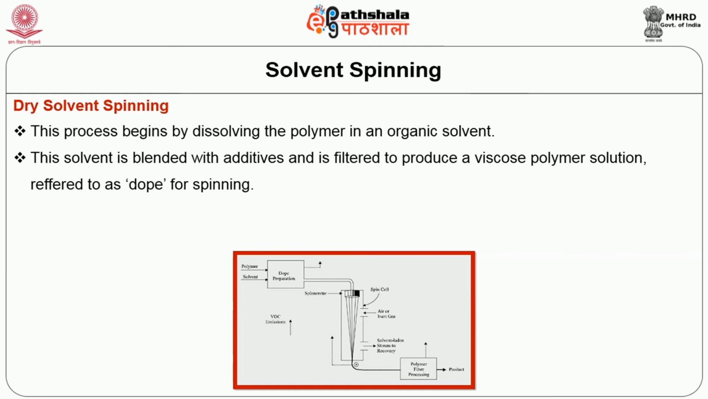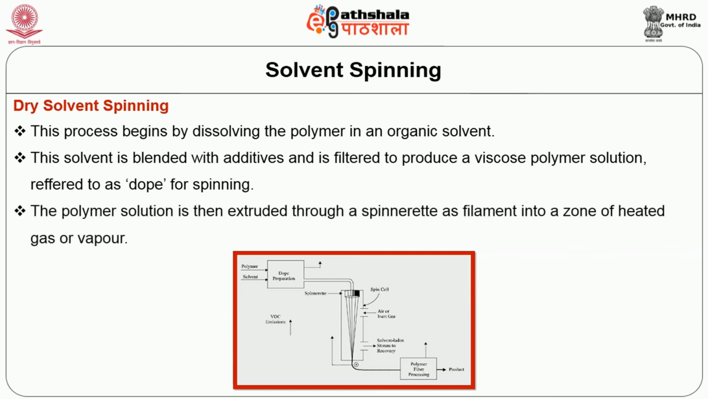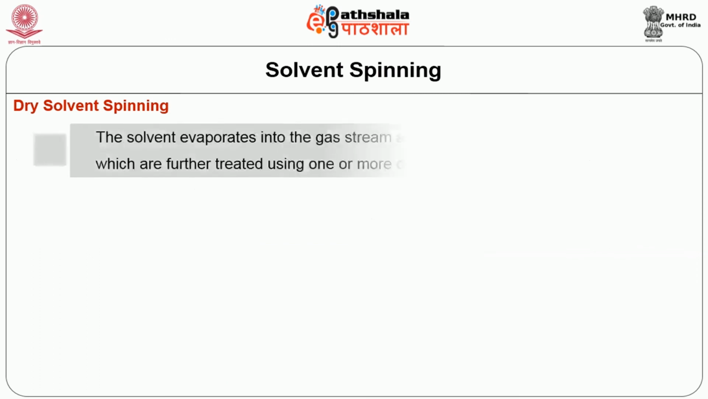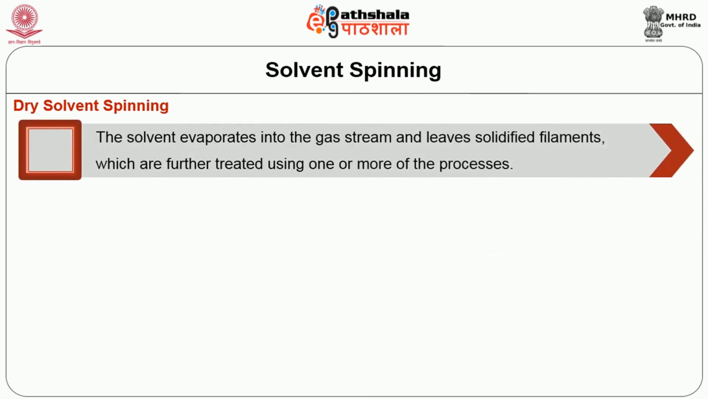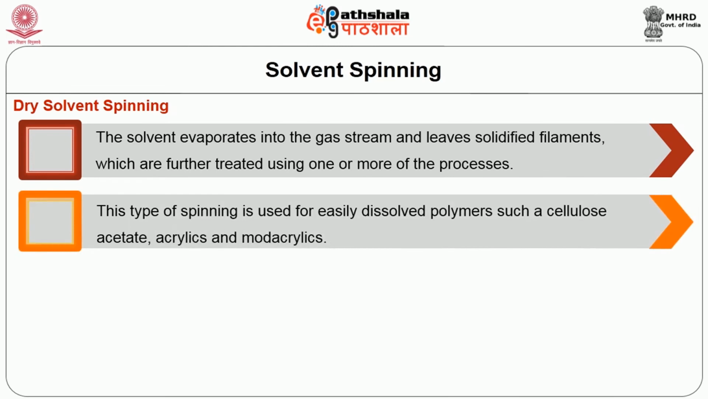The polymer solution is then extruded through a spinneret as filament into a zone of heated gas or vapor. The solvent evaporates into the gas stream and leaves solidified filaments, which are further treated using one or more of the processes. This type of spinning is used for easily dissolved polymers such as cellulose acetate, acrylic, and modacrylic.